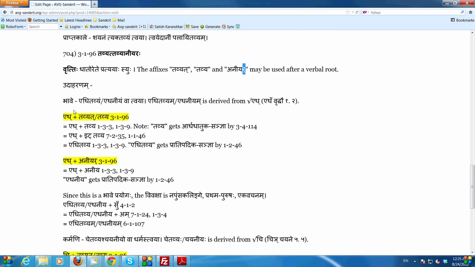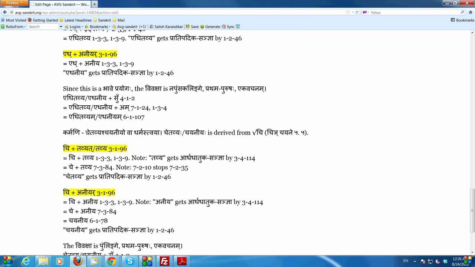This was the bhave prayogaha, editavyam edaniyam va tvaya. This is an intransitive usage, but this one is a transitive usage. Chetavyaha chayaniyo va dharmaha.